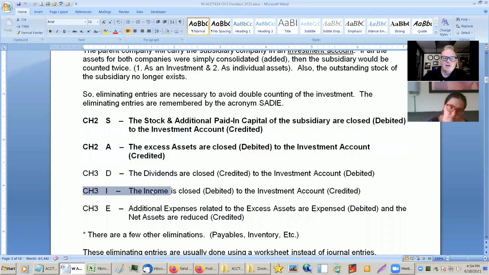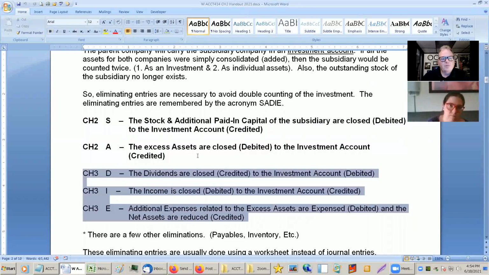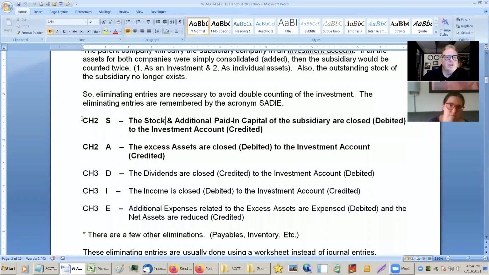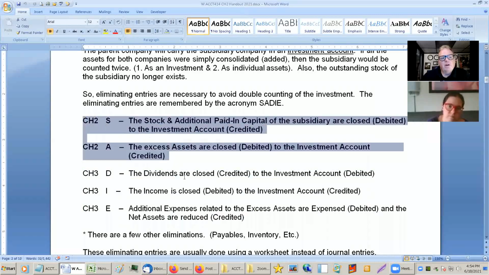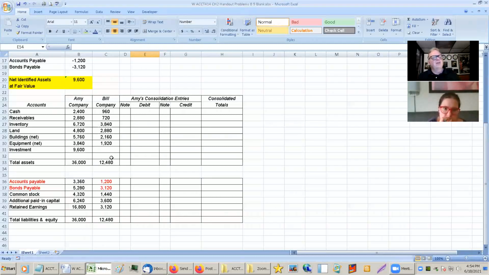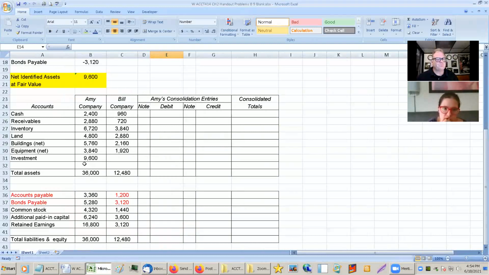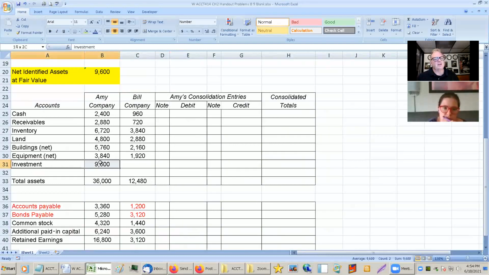We don't have any income and we don't have any expenses because there's nothing on the income statement, or it's on the same day we bought it. So we're going to consolidate, and we're going to take out the stock and the excess assets. And here is why. It's kind of a theoretical thing, but this investment account is really the Bill Company.